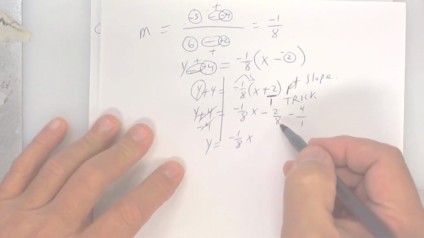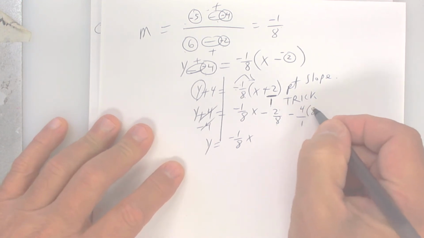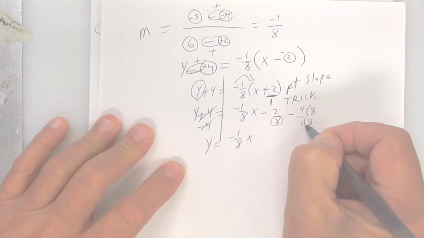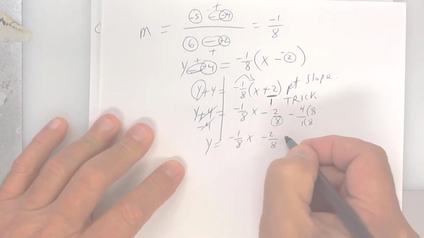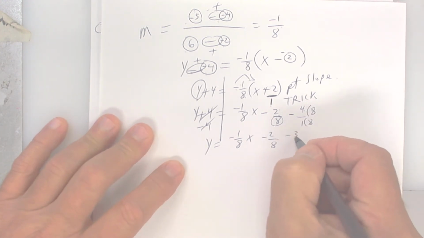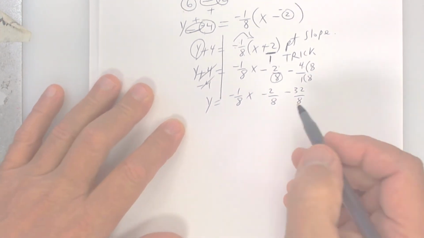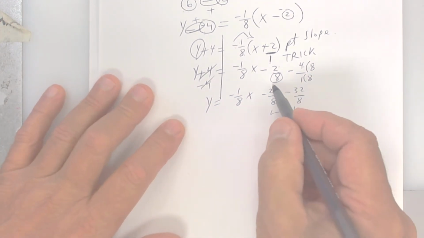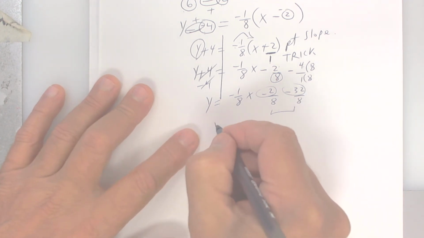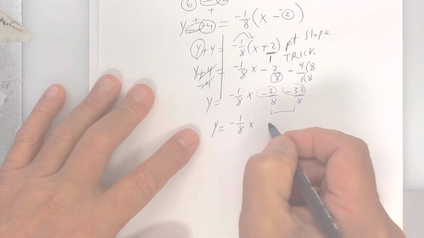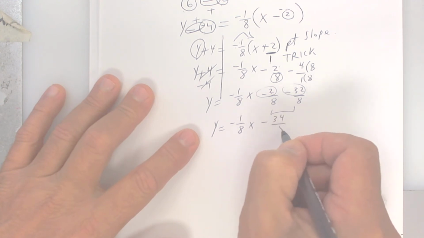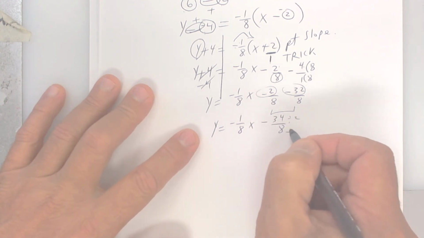Now here you can reduce this, but you don't really have to right now. So take the 8 and put it on top and bottom. So it's going to be negative 2/8 minus 32/8. Okay? Now that you have the same denominator, you can combine the top numbers. So it's going to be y equals negative 1/8x minus 34/8, and then you want to reduce it by 2.